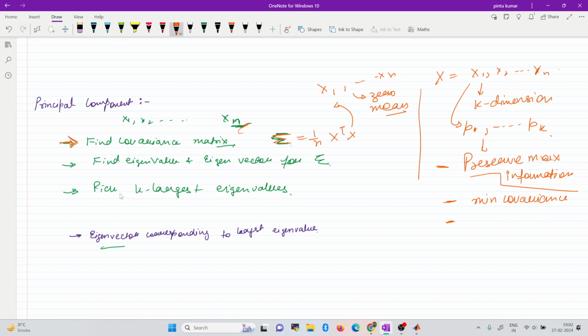Okay. And after you have calculated the covariance matrix, next task for you is to find the eigenvalues and eigenvectors for this particular matrix sigma. Okay. Then you should pick the k largest eigenvalues and the corresponding eigenvectors to these k largest eigenvalues are your features p1, p2, pk that you are looking for, that will preserve maximum information for you. Okay.